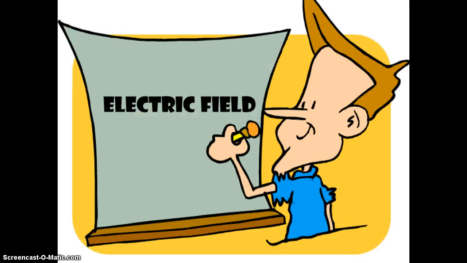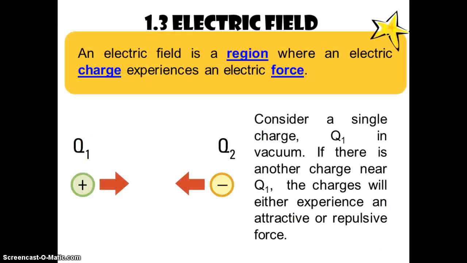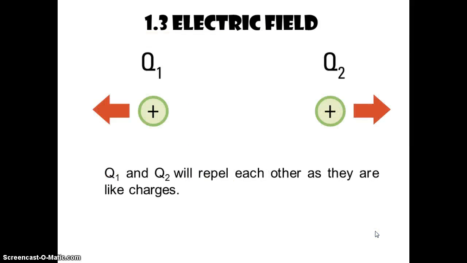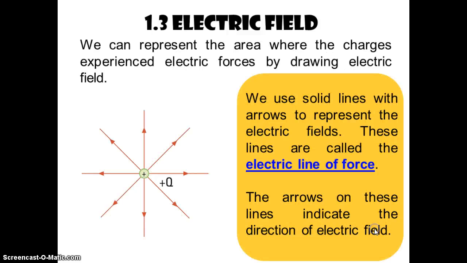So to talk about electric field, what is an electric field? It is basically a region or a space where an electric charge experiences an electric force. So looking at the diagram here, consider a single charge Q1 in vacuum. If there's another charge near Q1, the charge will either experience an attractive or repulsive force. So Q1 is here. If Q2 comes in, if it's a negative charge, it will be attracted towards Q1. If Q1 and Q2 repel each other, they are likely to be like charges.